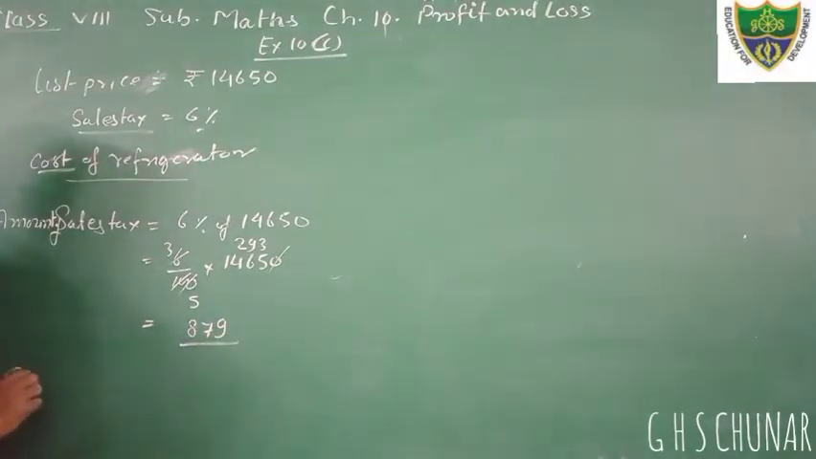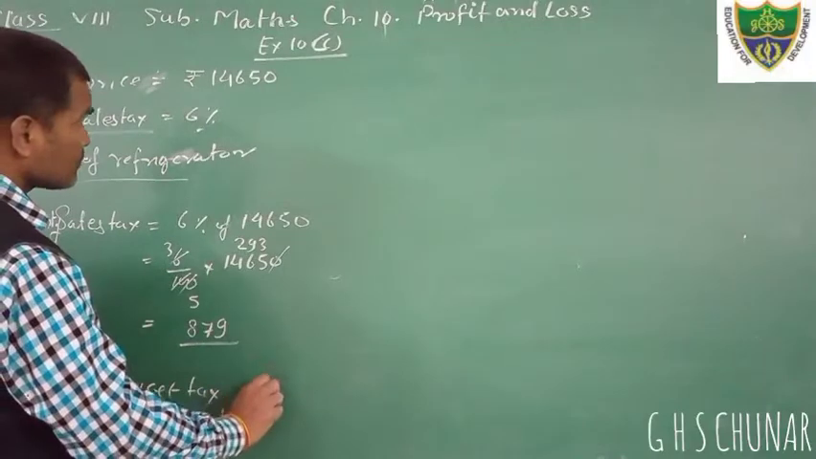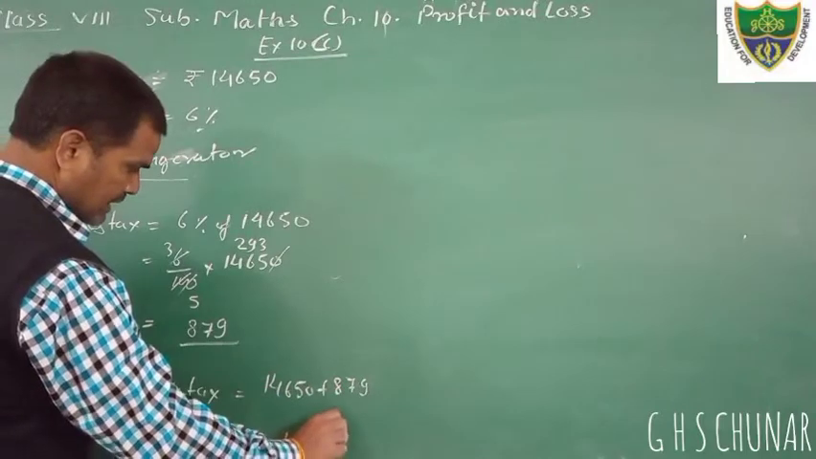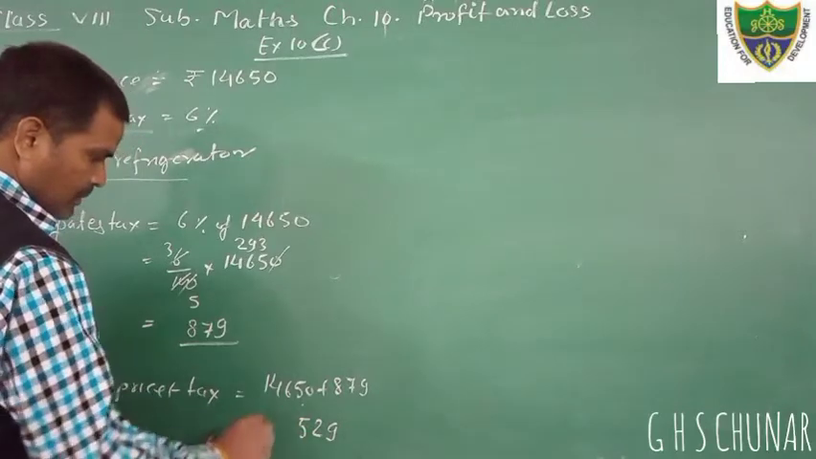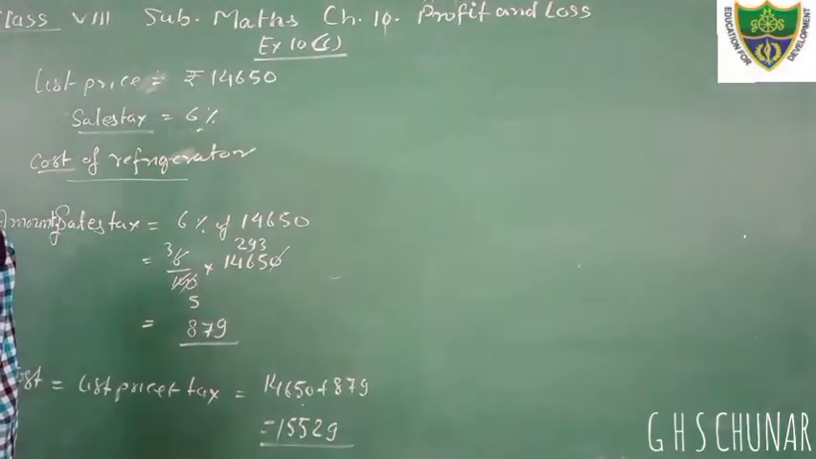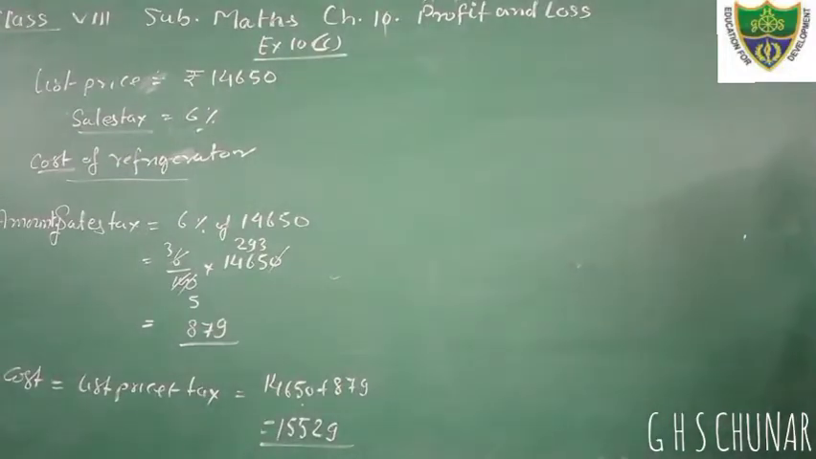Now cost, that is list price plus tax, is equal to 14,650 plus 879, which is 15,529. Okay, so we will add the tax. You can also find this by the formula of SP. Here you will apply the gain formula. In place of gain we will write the tax.